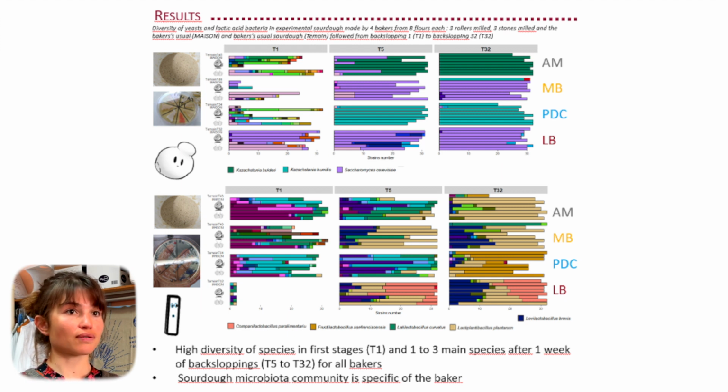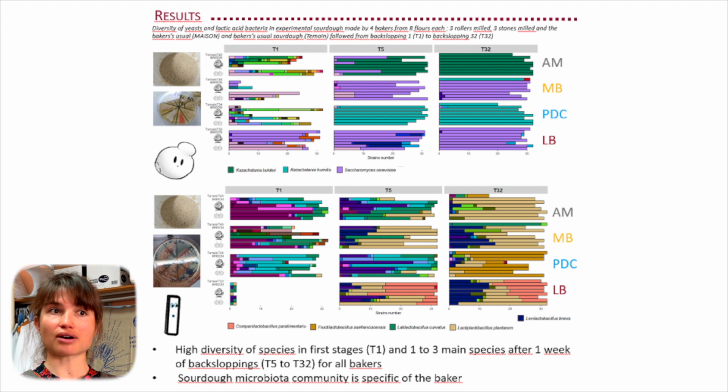First, the dynamic of sourdough community establishment according to microbial analysis. In this figure, you have a similar representation for yeast on the superior part and LAB on the inferior part. The colors represent different microorganism species. In rows are put the 7 sourdoughs of each baker, AM, MB, PDC and LB. As a reminder, 3 sourdoughs were made with stone mill flours, 3 with roller mill flours and 1 from the usual baker flour. In columns, you have the number of the backsloping corresponding to the sampling time.